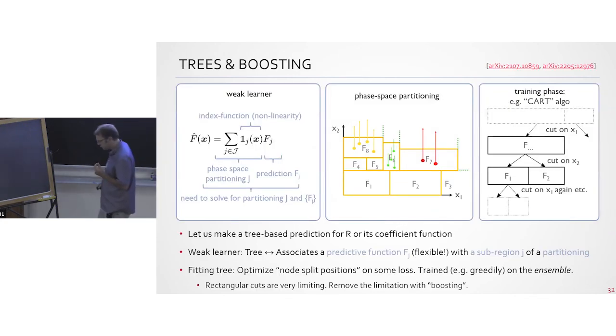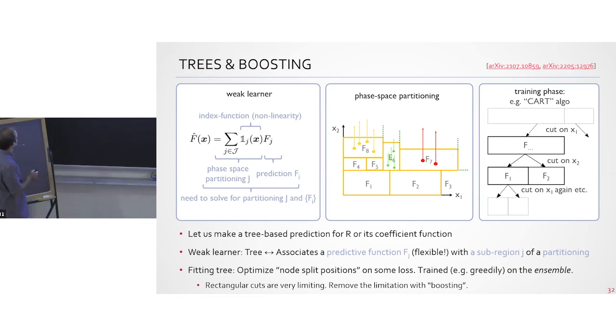Now let's try to learn the cross-section ratio with a tree algorithm. A tree algorithm is something that assigns a prediction to a box, and that box is a subregion in a partitioning of your high-dimensional phase space. So in principle, it's a complete triviality. It's a very simple thing.